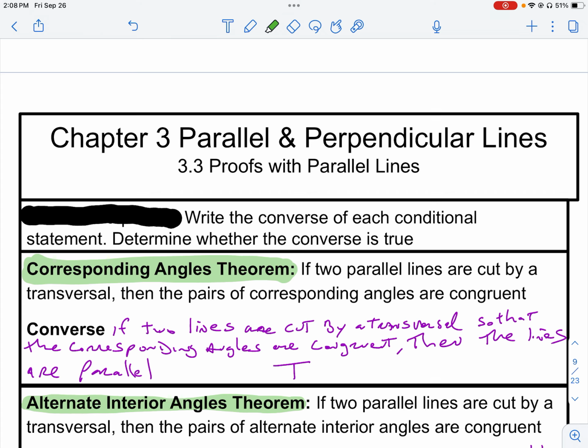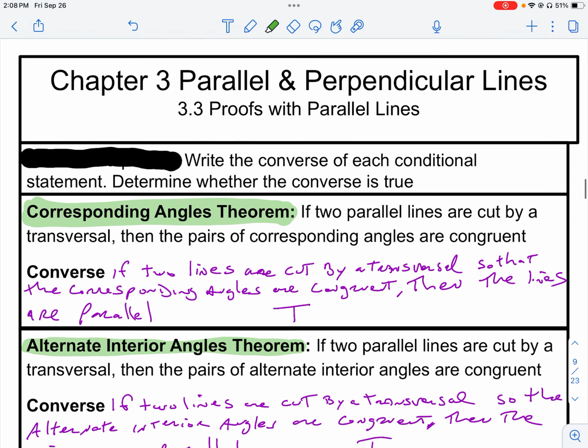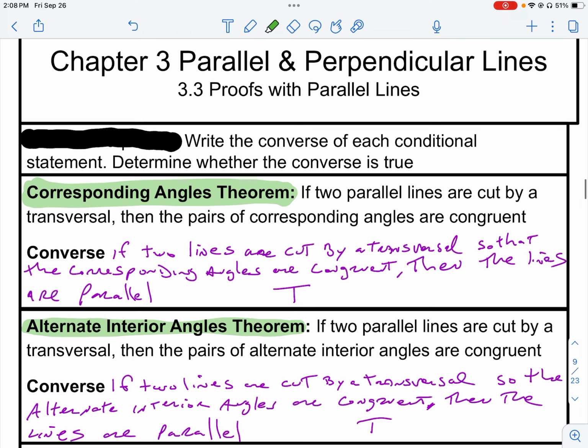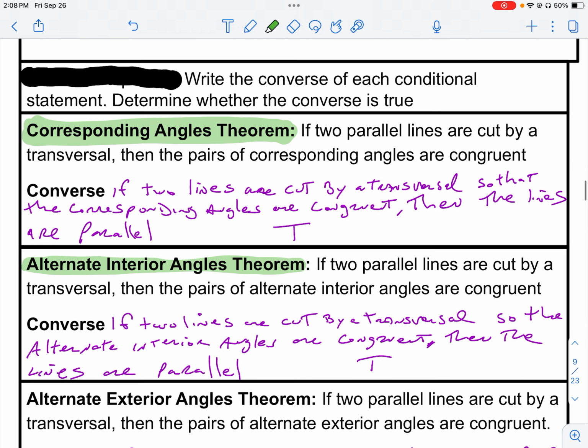So the alternate interior angles theorem says if two parallel lines are cut by a transversal, then the pairs of alternate interior angles are congruent. If the lines are parallel, then the alternate interior angles will be congruent. Well, if two lines are cut by a transversal so that the alternate interior angles are congruent, then the lines are parallel. So if the alternate interior angles are congruent, lines are parallel. I'm sensing a theme. Go ahead and do the next one. Pause the video, and then restart and see how you did.